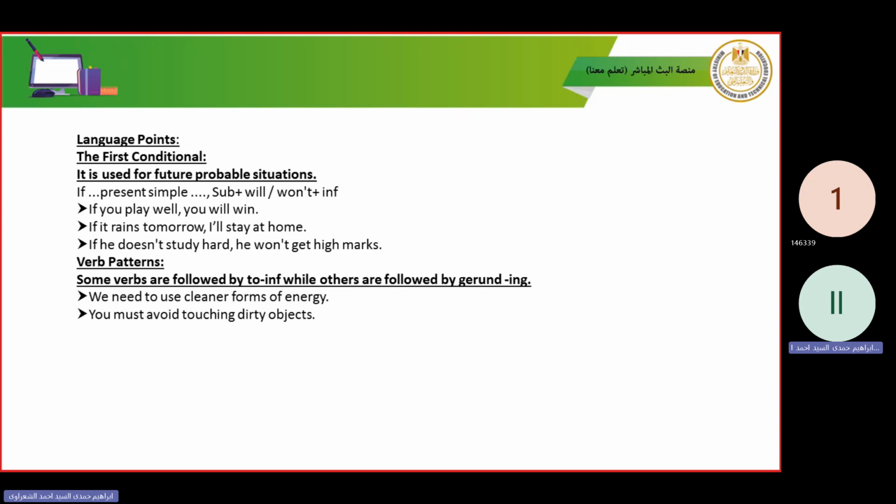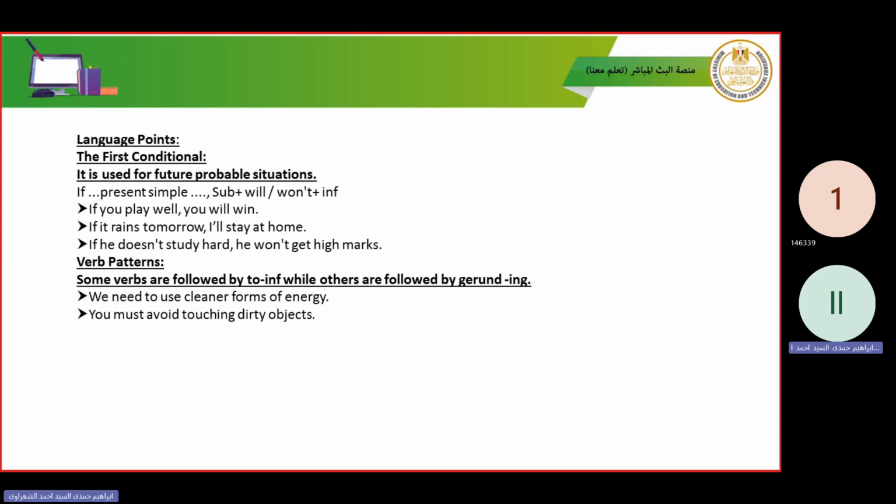We studied this many times. The first conditional is used when we talk about future probable situations, things that we predict to happen in the future. If you study, you will succeed. This is the most famous example you know about this conditional. If you study is the present simple clause, you will succeed is the future simple clause. And then I have three examples. If you play well, you'll win.